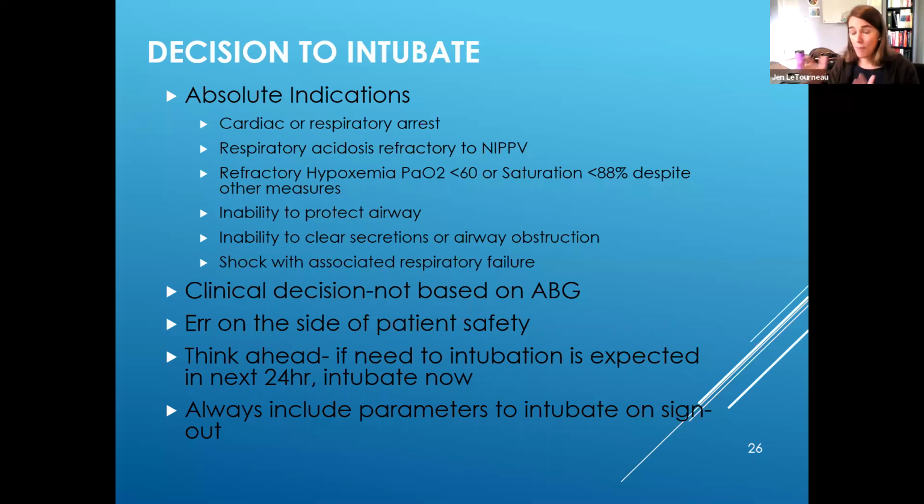For your protection and for patient safety, you should always say what needs to happen for me to think I need to call the emergency department, call you, call anesthesiology to proceed to intubation. And that should always be on your sign out list. If anybody is questionable with respect to their airway, always have that as one of the parameters.